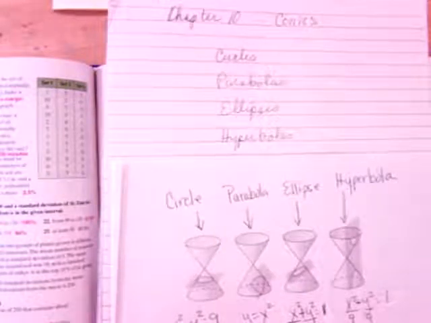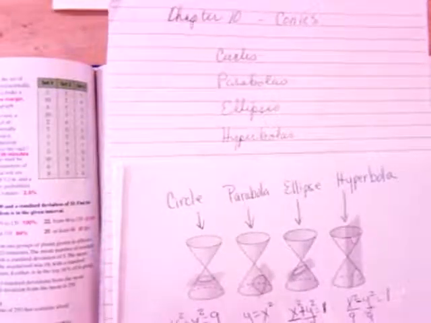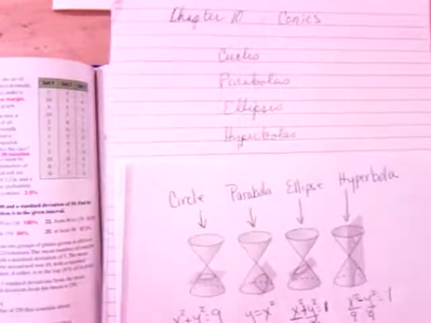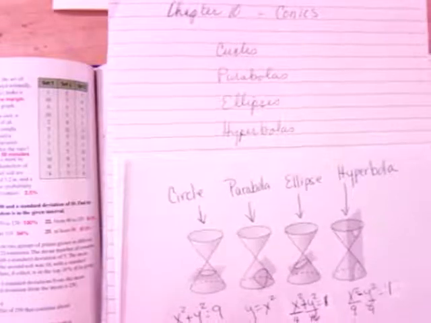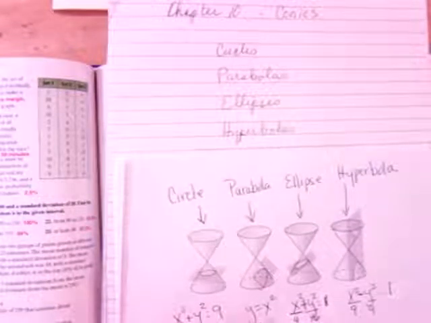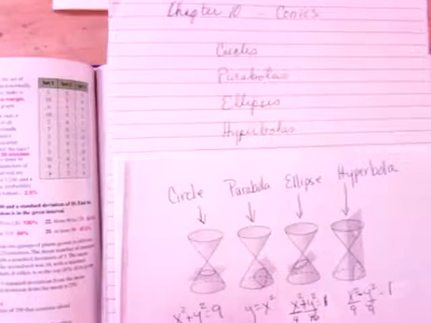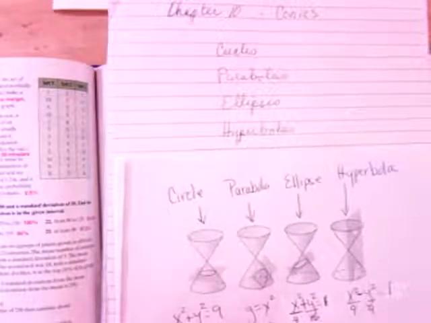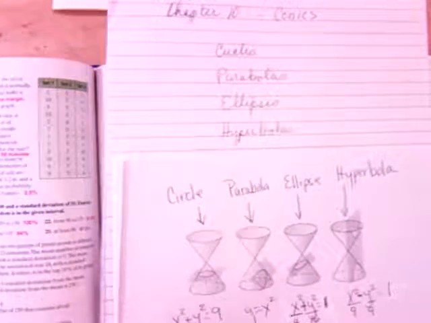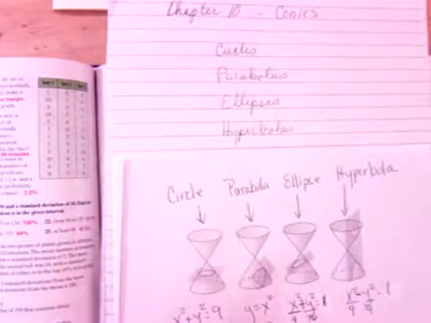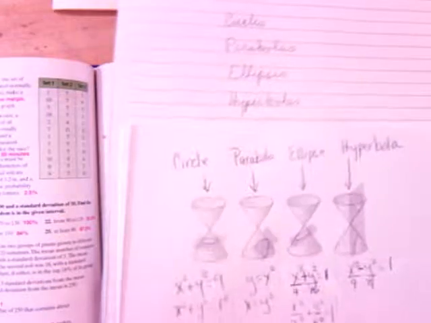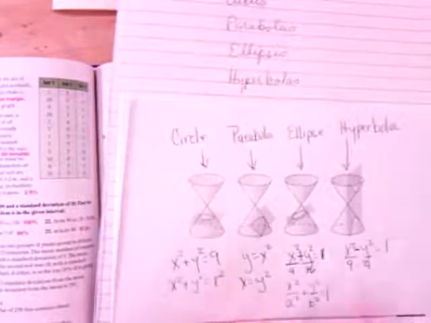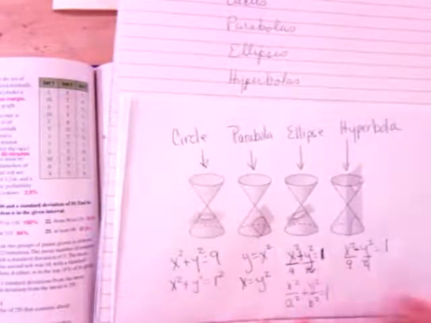And here are the standard forms of the equations. X squared plus y squared equals 9. This is actually x squared plus y squared equals r squared. And here's our old standard parabola, y equals x squared. And don't forget there's also the form x equals y squared, which opens horizontally. X squared over a squared plus y squared over b squared equals 1 is the format for an ellipse, and it is always equal to 1.